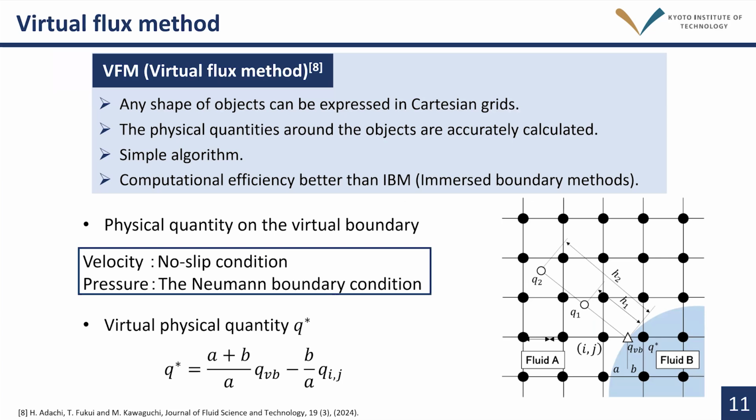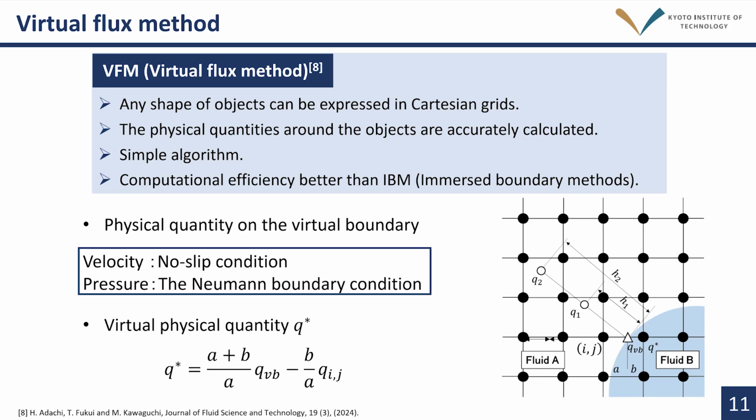Next, I will explain the virtual flux method. We used the virtual flux method to calculate the interface between fluid and soft particle on a Cartesian grid. The virtual flux method has these advantages. Any shape of object can be expressed in Cartesian grids. The physical quantities around objects are accurately calculated. It has simple algorithms, and computational efficiency is better than immersed boundary methods.